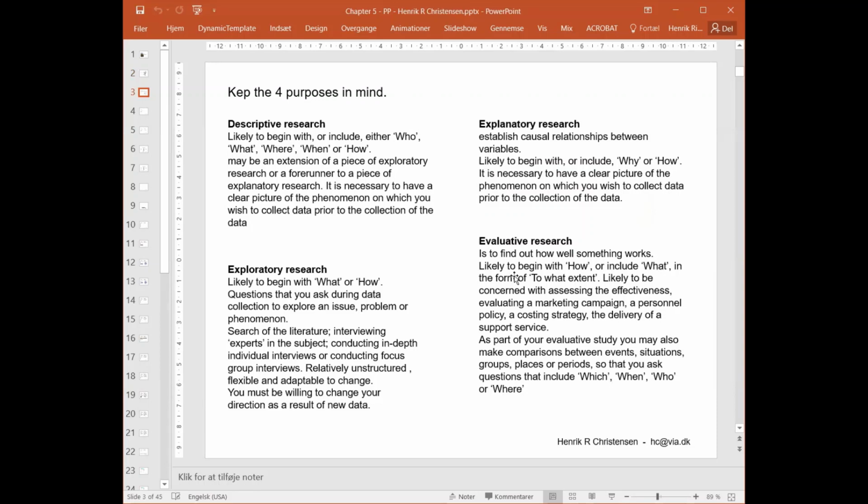Now, we have our 4 purposes, and it's always good to have these in mind. You have seen them several times now, but also it makes a lot of sense just to remember that we have these different kinds of purposes about being descriptive, exploratory, explanatory, and evaluative. Good.